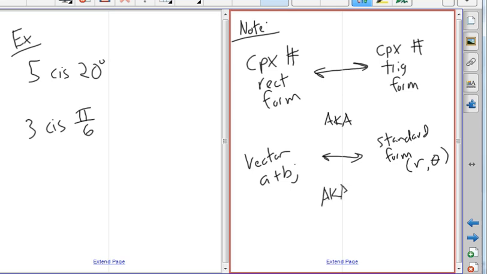Similar to vectors, if you have a plus bj form versus standard form, which once again is magnitude and direction. If you've got a polar coordinate versus a rectangular coordinate, the rectangular coordinate is going to have an x and y. The polar coordinate is going to have an r and theta. So anyway, lots of similarities among everything here in this right column and the left column as well, and the process is exactly the same.